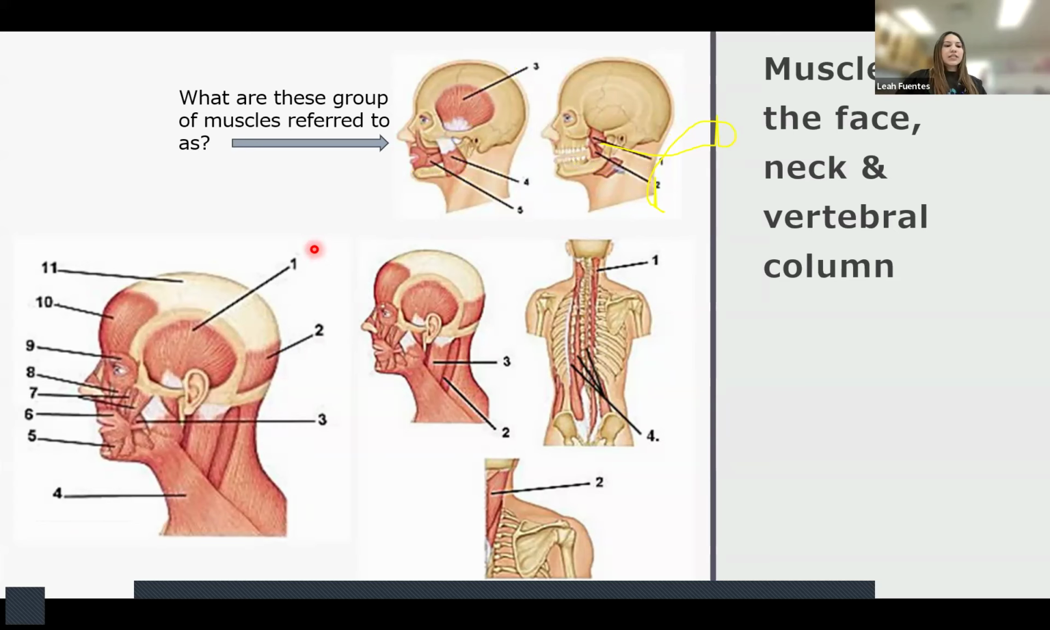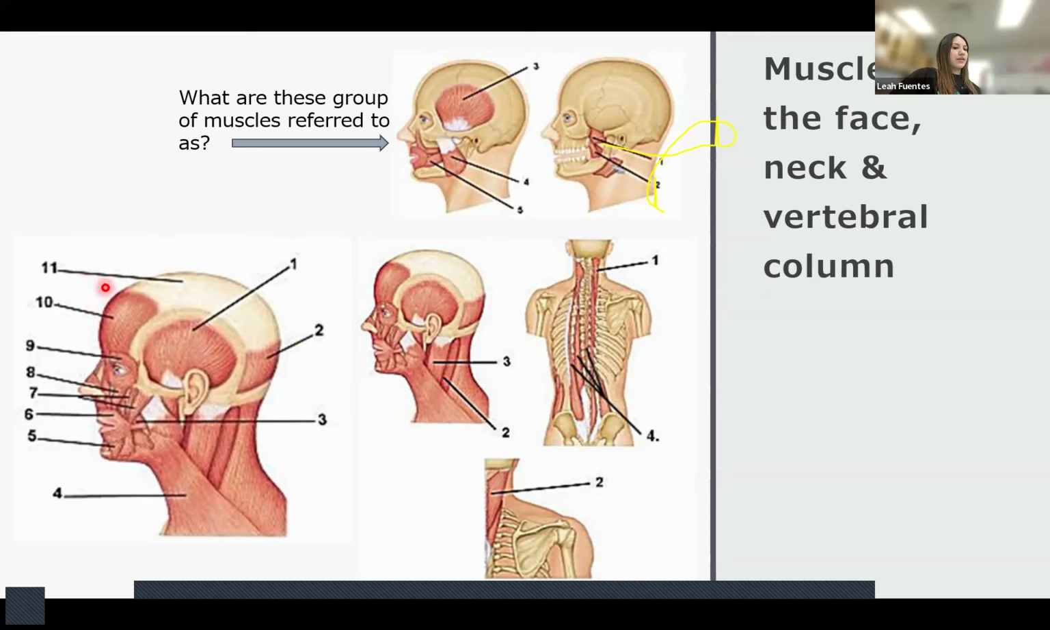Moving down, let's talk about the muscles of the face. So again, we already named one of these. This is the temporalis. What is this one up here? Number 11. Yes, this is the Galea aponeurotica. It is a sheath of tissue that connects 10 and 2.